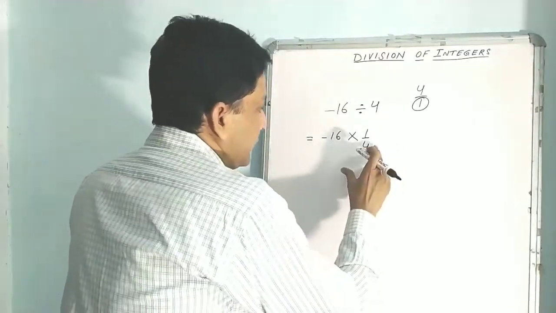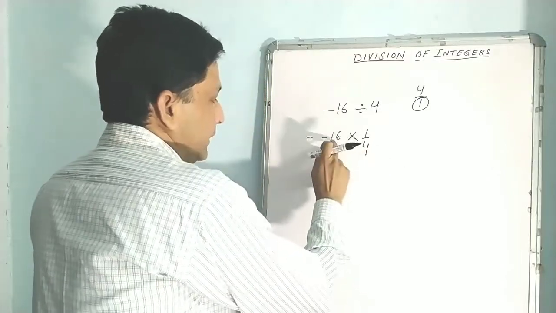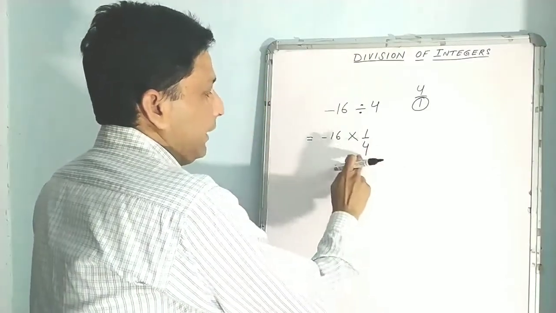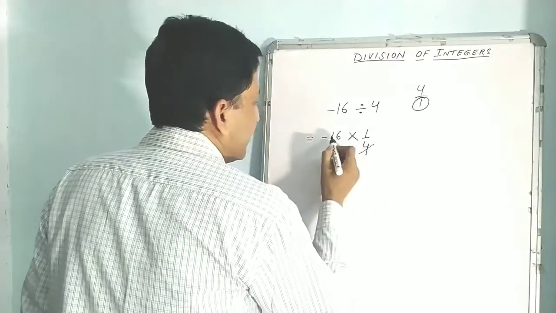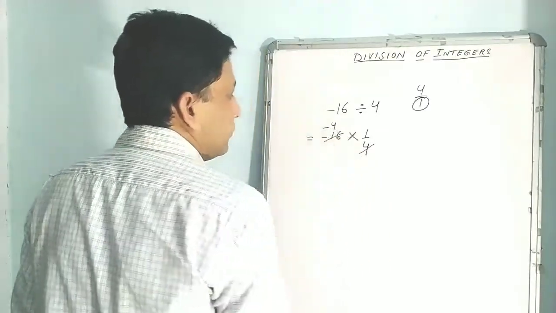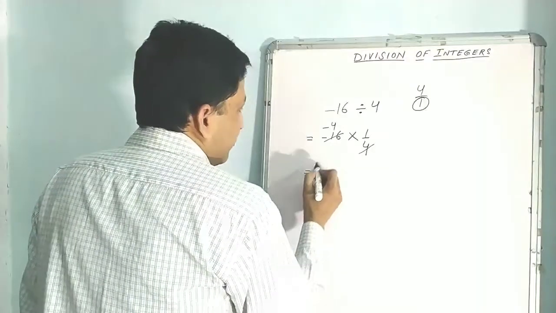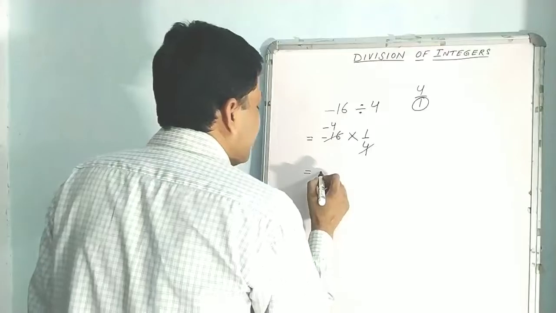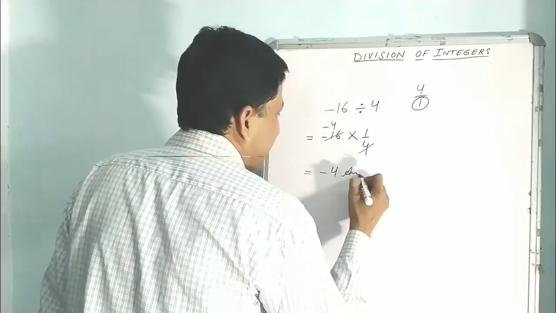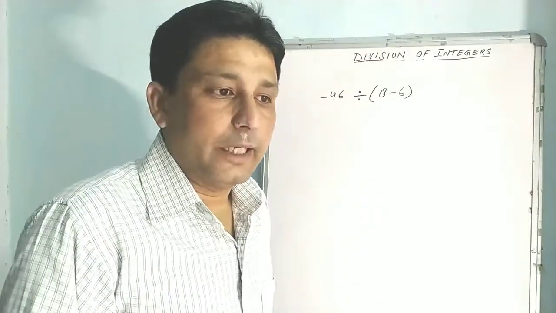Now here you can see that minus 16 can be divided by 4 for 4 times. So here we will divide to each other, minus 4. 4 4s are 16. Now minus 4 into 1, after multiplying both integers we will get minus 4. Now moving on, let's take another example.